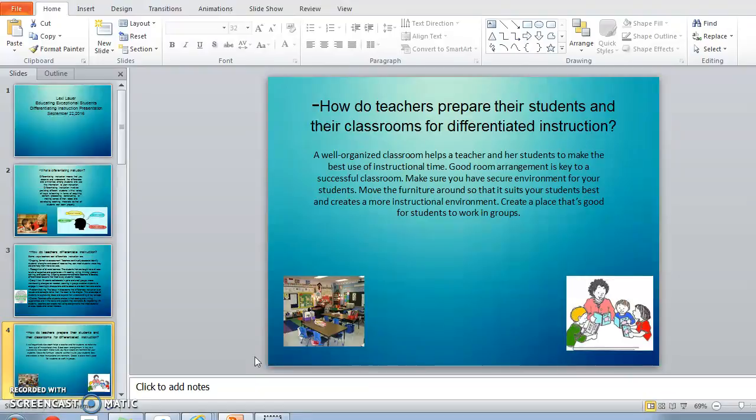And then I think you could move the furniture around to create more of an instructional environment, and make sure that you have a secure environment, that your students feel safe while they're working, and move the furniture around to suit your students' needs best. Create a place that's good for students to work in groups. I know that my teachers had us work in groups quite a bit, and sometimes it would be chaotic and sometimes it would be a good thing.